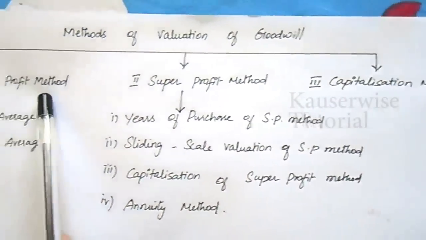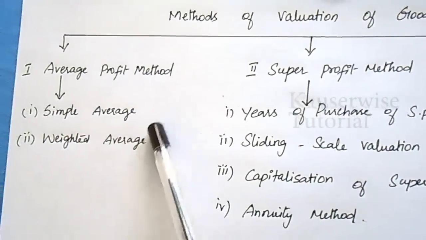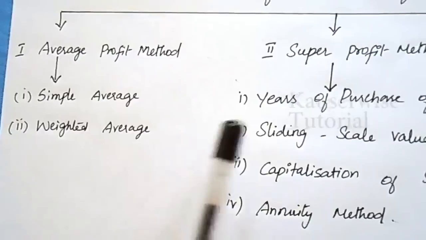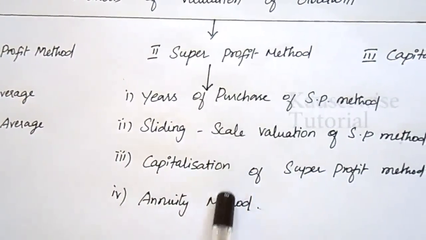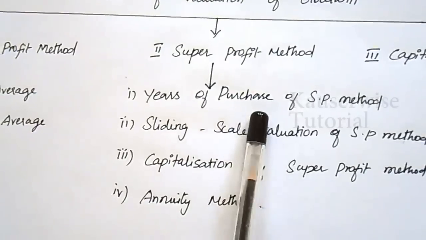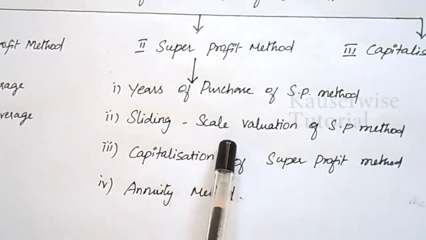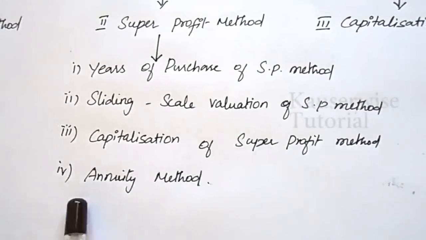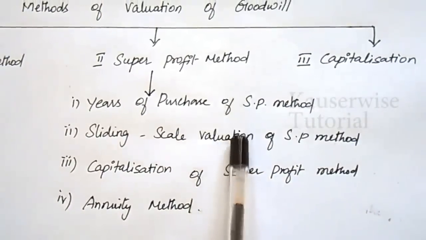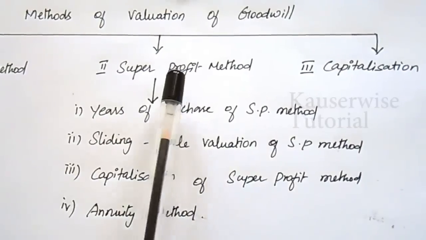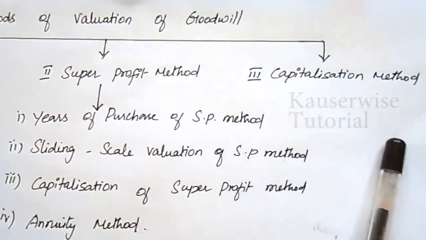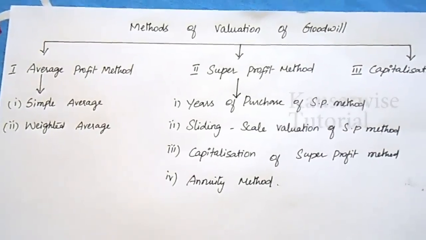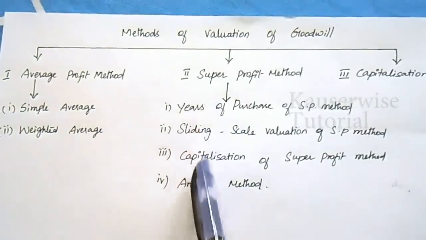Under average profit method, two subdivisions are there. First one is simple average, second one weighted average. Under super profit method, four methods are there: year of purchase of super profit, sliding scale valuation of super profit, capitalization of super profit, and annuity method. So these are the four different methods which come under super profit method. And the last one is capitalization method. Now I am going to solve different problems in order to understand each and every method.